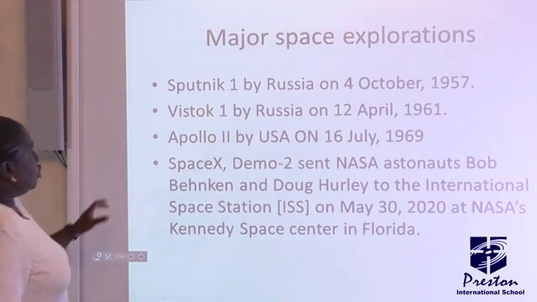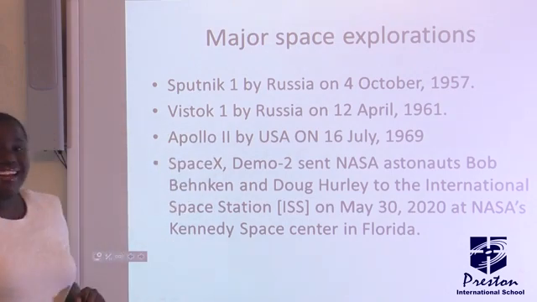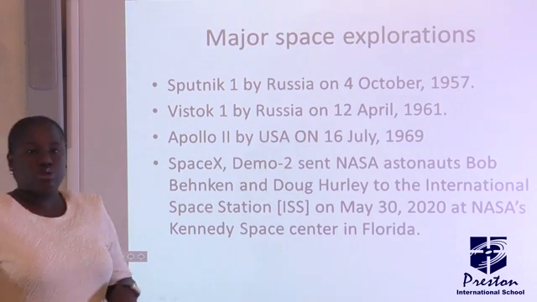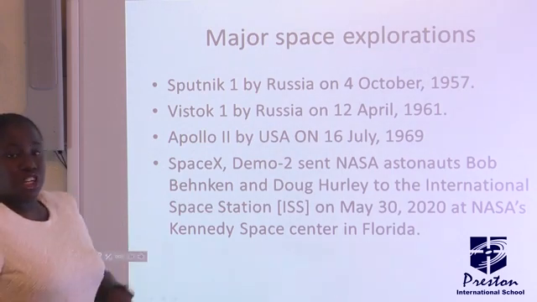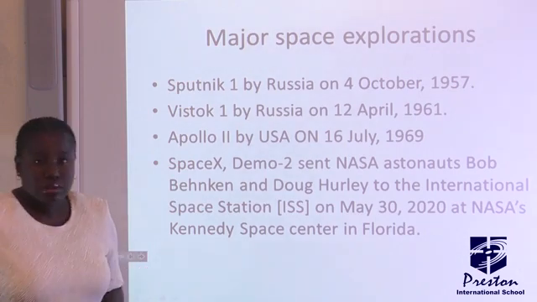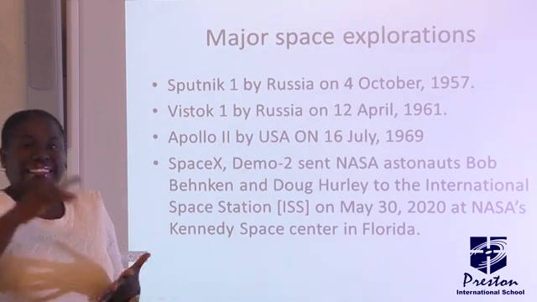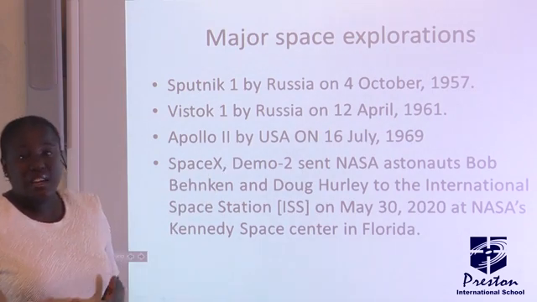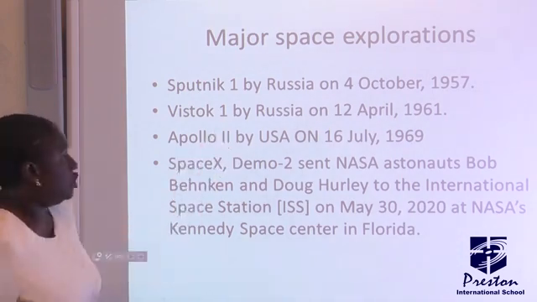Later on, Vostok 1 was launched by Russia, and that conveyed Yuri Gagarin. That was the first man to orbit the Earth. It was a successful mission, but on the way back, as we were about approaching the Earth, the speed was not safe enough, so it was ejected out of the spacecraft and it crashed.